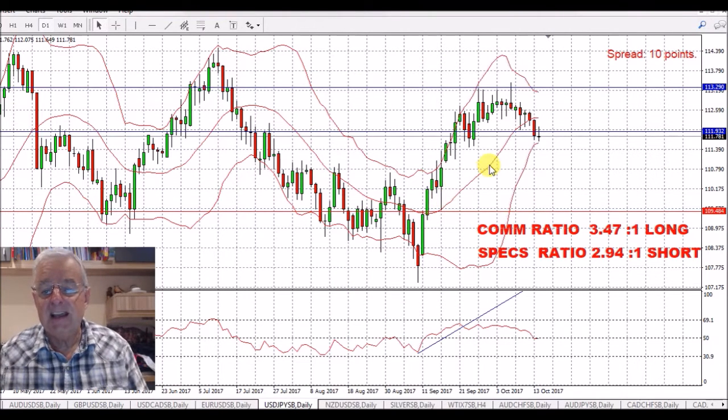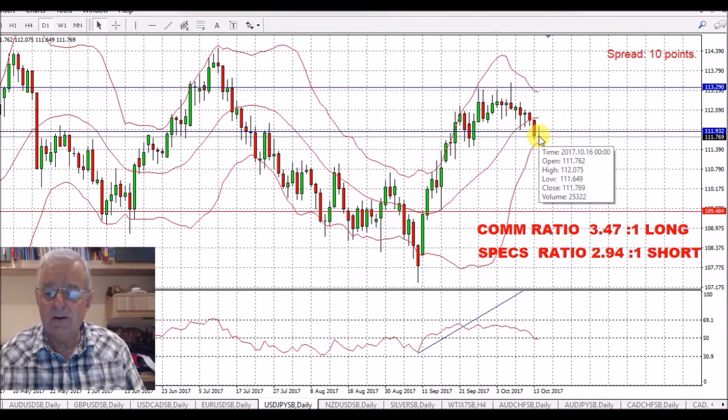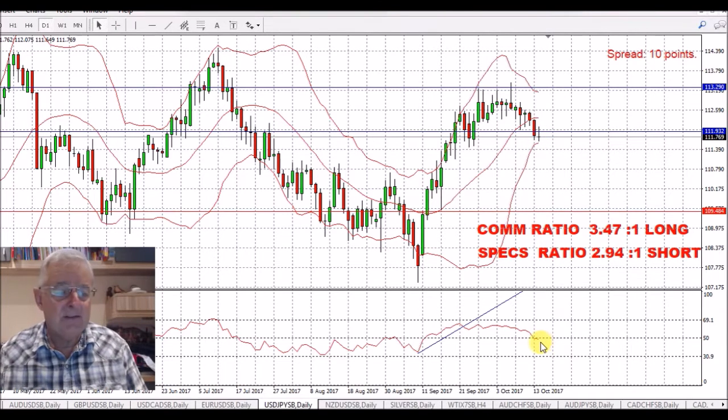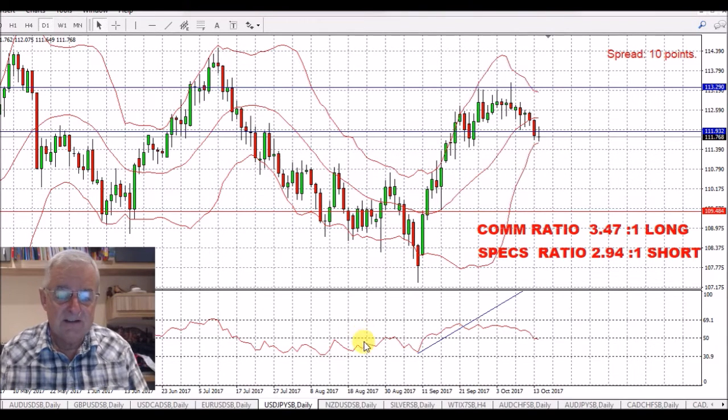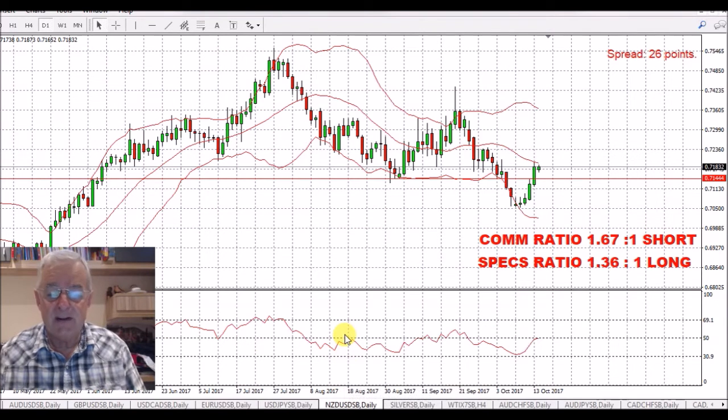USD Japanese yen. We've got a weekly resistance here. We're just down below it. We've got a commercials long ratio for the yen of 3.47 to 1. So we are expecting this to go down, but I thought in the short term we would see more strength in the US dollar. We're below the 50, did I say, at 49. So I don't have a trade on at the moment, and I think there's better opportunities in the crosses. So that's how I feel about that one.